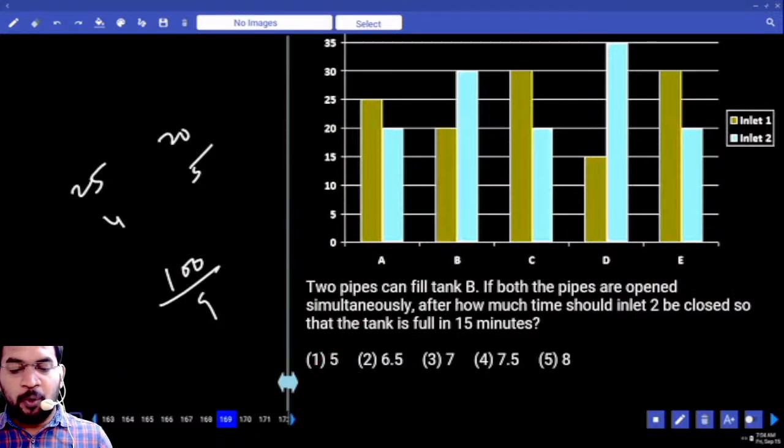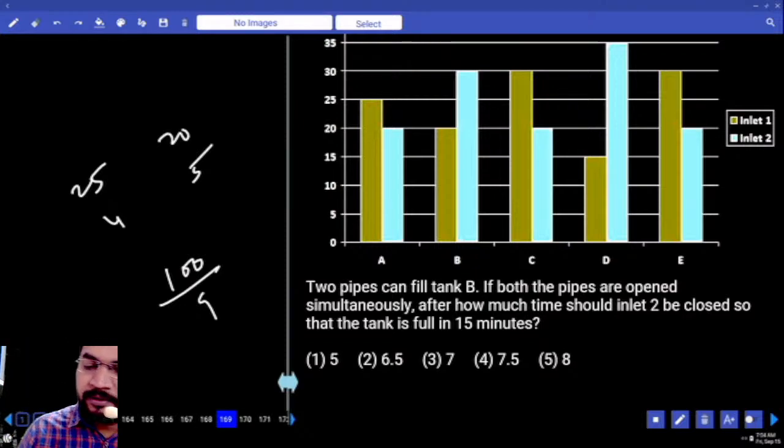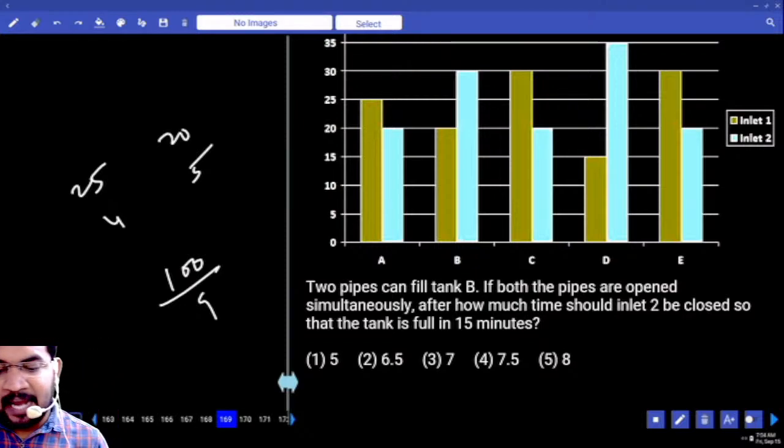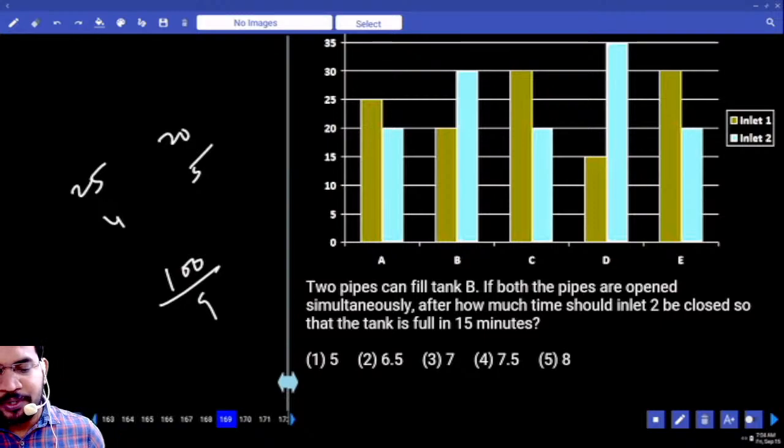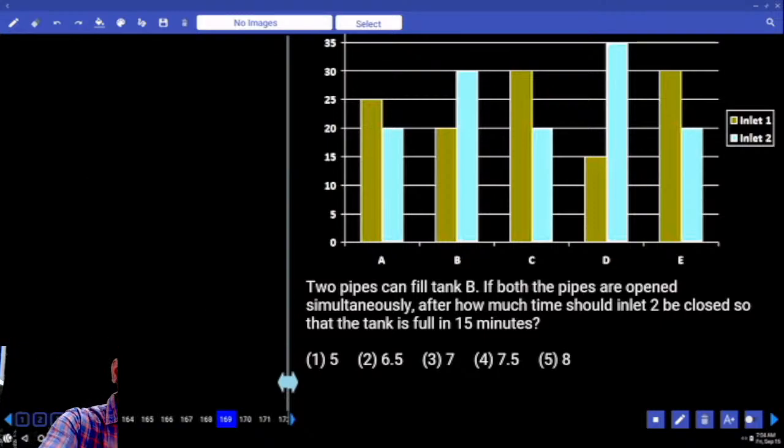Next one. Two pipes can fill tank B. If both the pipes are open simultaneously, after how much time should inlet 2 be closed so that the tank will be filled in 15 minutes?